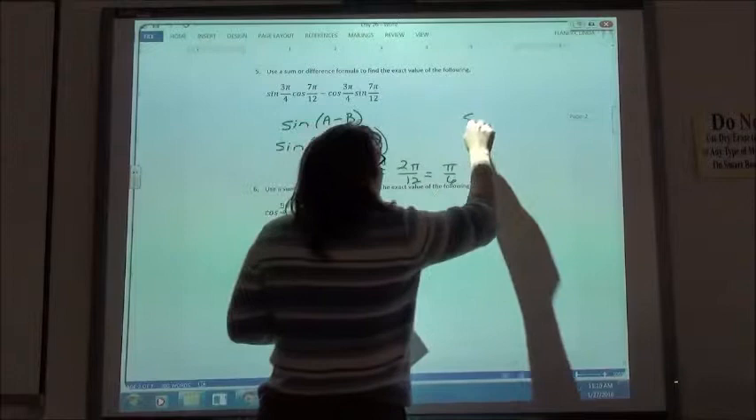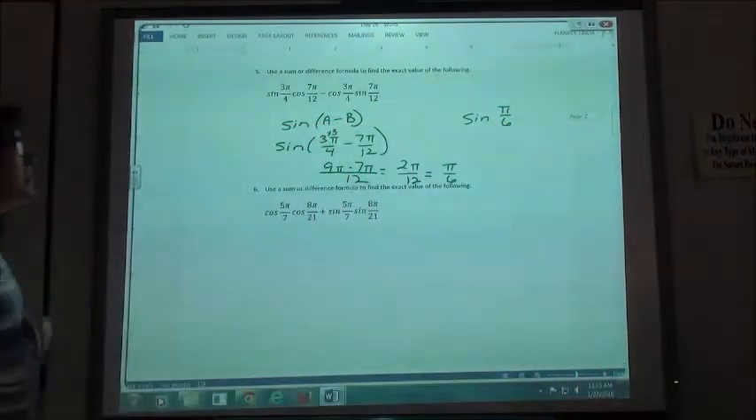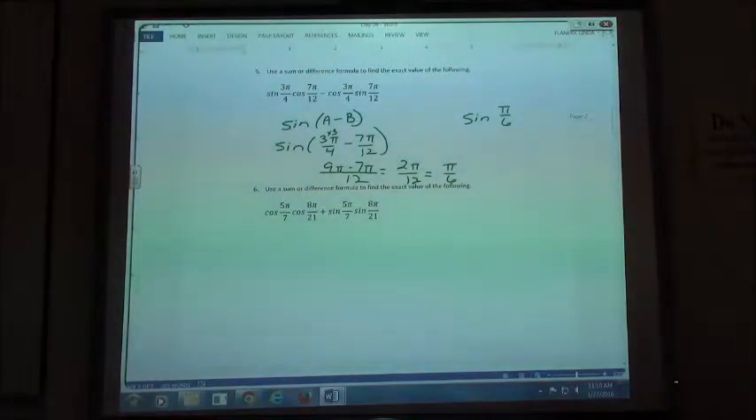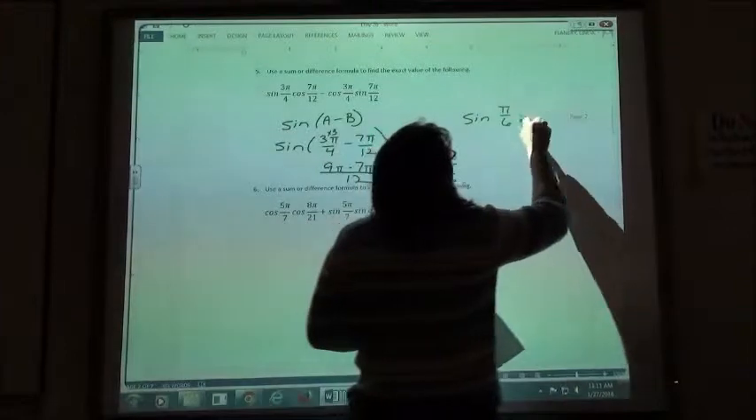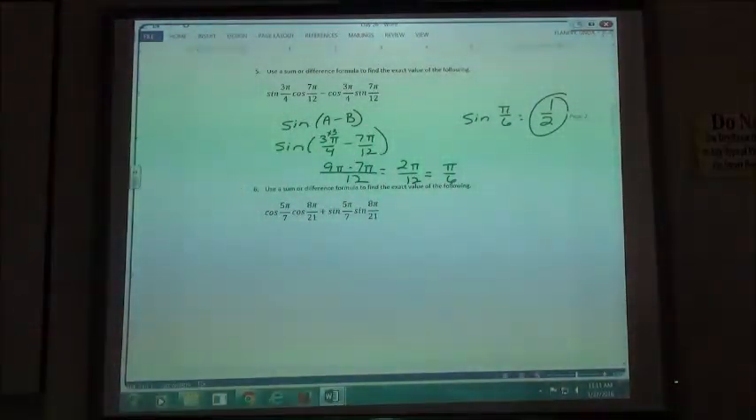So I'm going to find the sine of pi over 6. So again, I'm just going to look up in the table, and if you look up the sine of pi over 6, should be 1/2. So 1/2 is going to be your answer.